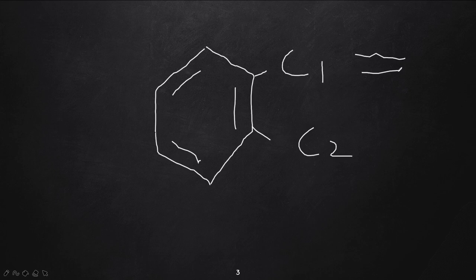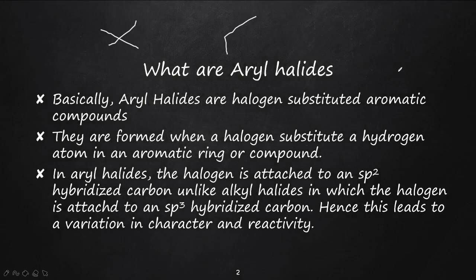And we know that double bonded carbons are formed when an s orbital mixes with two p orbitals, that's the px and the py, and that leads to the formation of sp2 hybridization, and that's what gives us a double bond. So like I said earlier on, the halogen is attached to an sp2 hybridized carbon. That will lead to a variation from everything we've been talking about in alkyl halides. In aryl halides, the halogen is attached to an sp2 hybridized carbon, unlike alkyl halides in which the halogen is attached to an sp3 hybridized carbon.